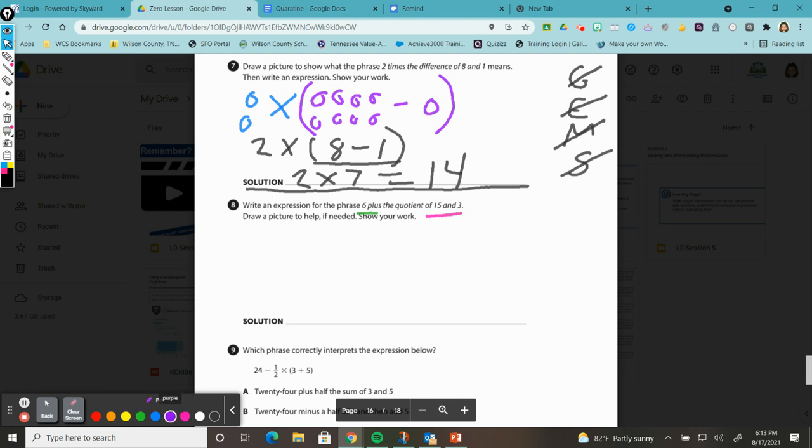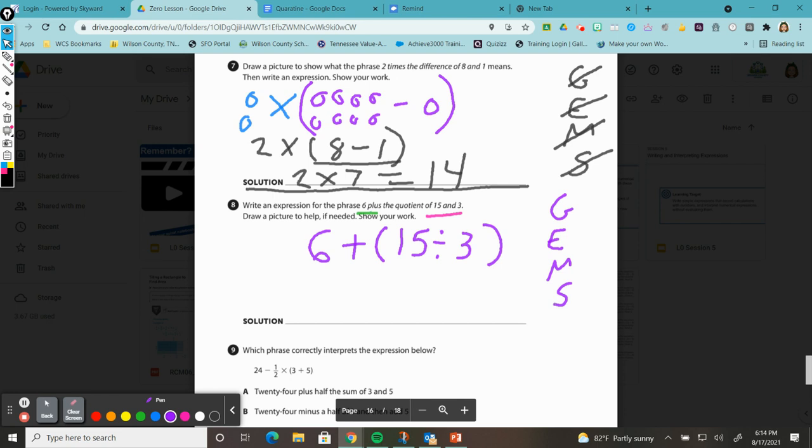So for this particular expression, we have 6 plus the quotient. So we've got to know what the quotient is. The quotient of 15 and 3. When we're talking about quotient, we're talking about division. So we want 15 divided by 3. So now that we have our numerical expression, we're ready to follow our order of operations with GEMS.